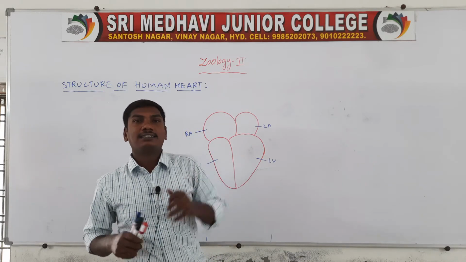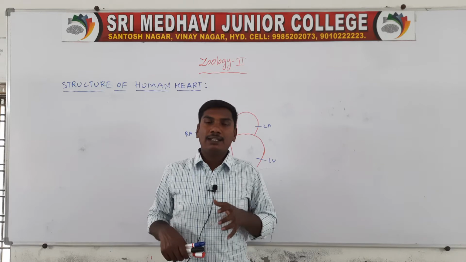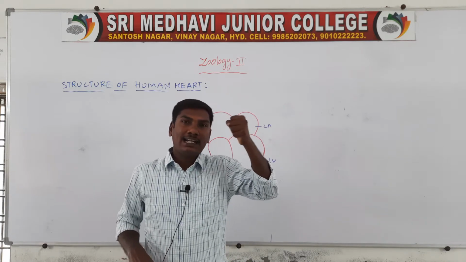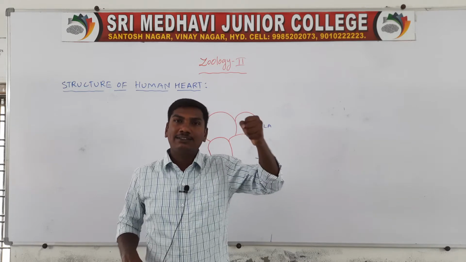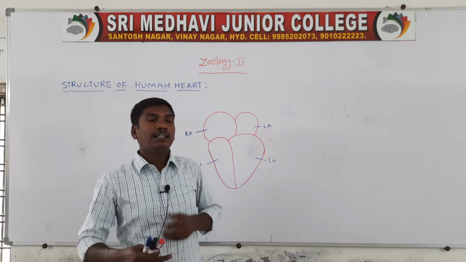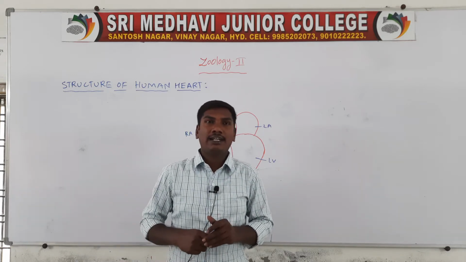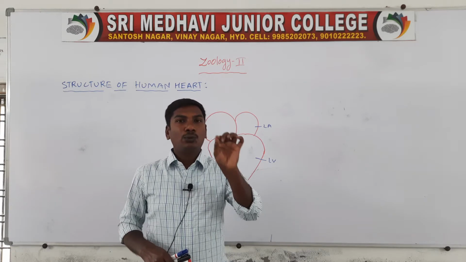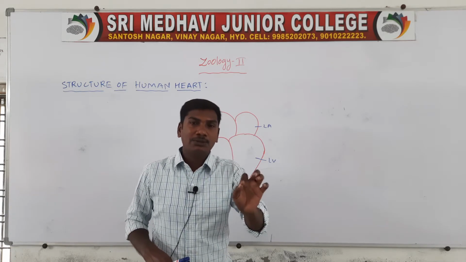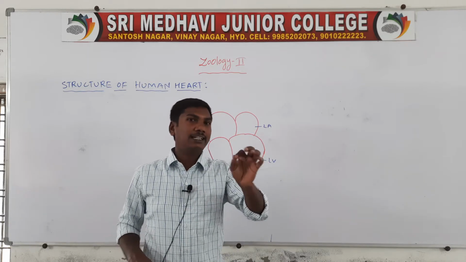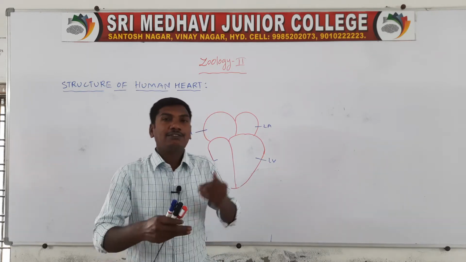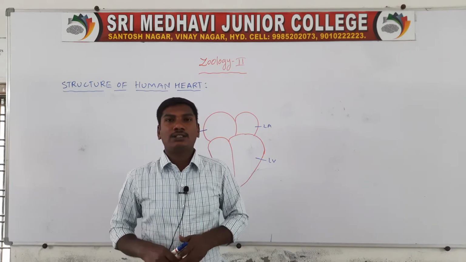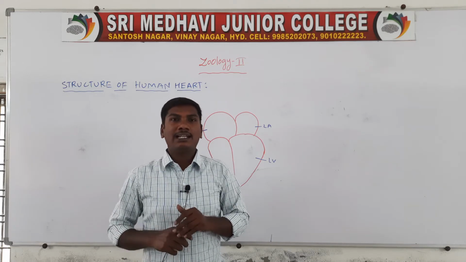Next, heart size. Normally the heart is the size of a clenched fist. Next, the heart weight. Normally in males it is 280 grams to 340 grams. In females, it is 230 grams to 280 grams.